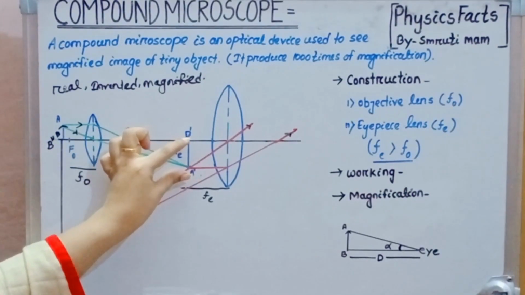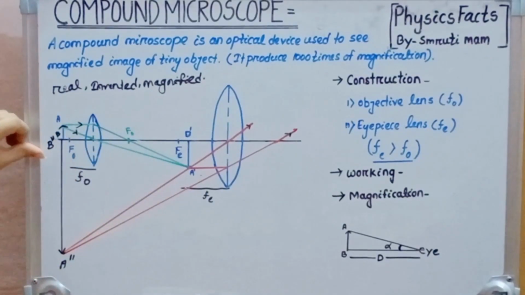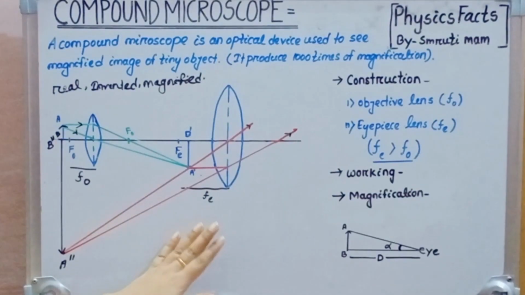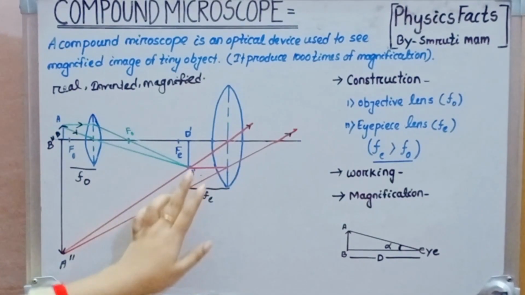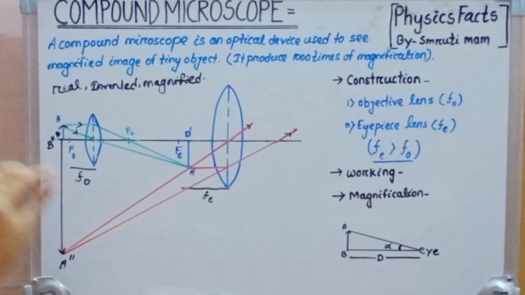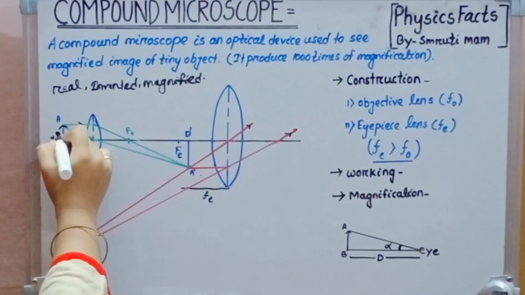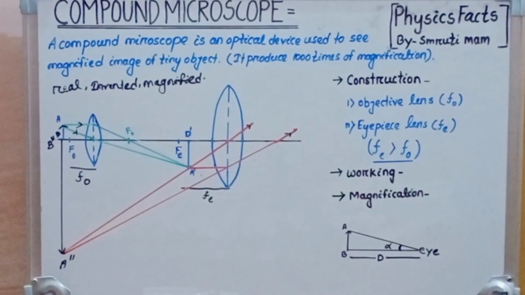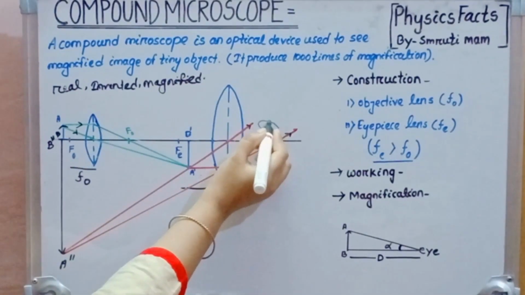ये देखो A prime B prime जिस तरह A downward है उसी तरह A double prime B double prime downward है. So virtual, erect and highly magnified image we got compared to A prime B prime. But देख लो AB को कंपेयर करें A prime B prime से फाइनल इमेज से, तो हम क्या पा रहे हैं? रियल, inverted and highly magnified image of tiny object.